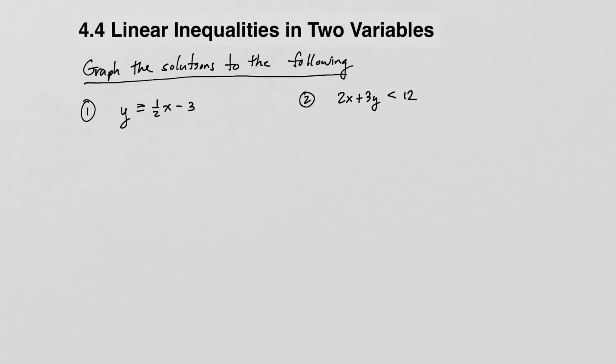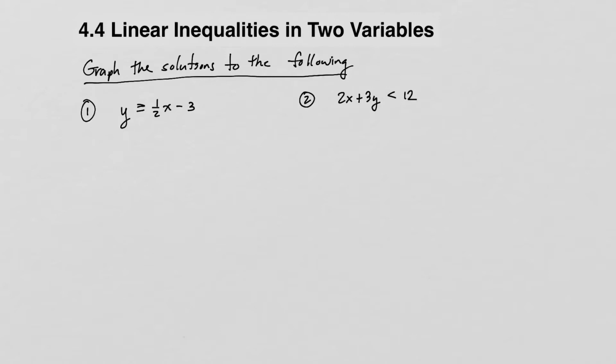Section 4.4 looks at linear inequalities in two variables. So what we'd like to do is graph the solutions to the inequality given here. In the first one, we have y is greater than or equal to 1/2 x minus 3. There's two parts to this inequality. We have the greater than part and we have the equal to part.